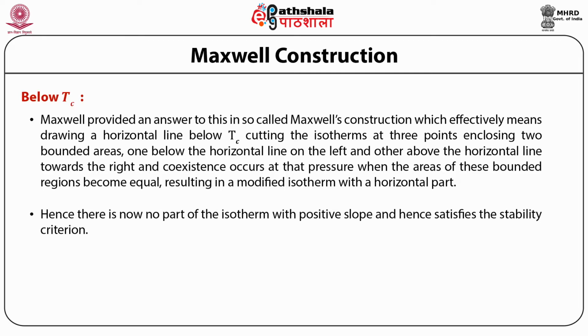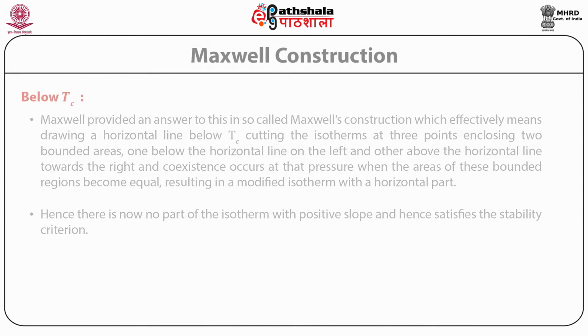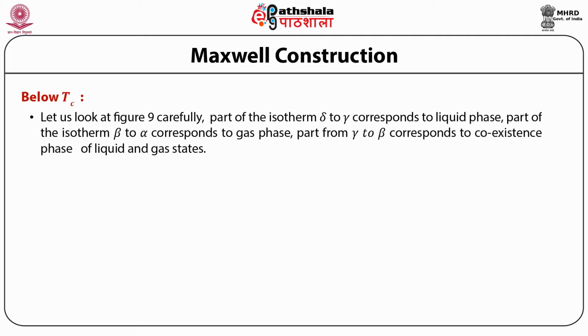Hence, there is now no part of the isotherm with positive slope, and hence it satisfies the stability criteria. Let us look at figure 9 carefully. The part of the isotherm from delta to gamma corresponds to the liquid phase. The part from beta to alpha corresponds to the gas phase. The part from gamma to beta corresponds to the coexisting phase of liquid and gas states.